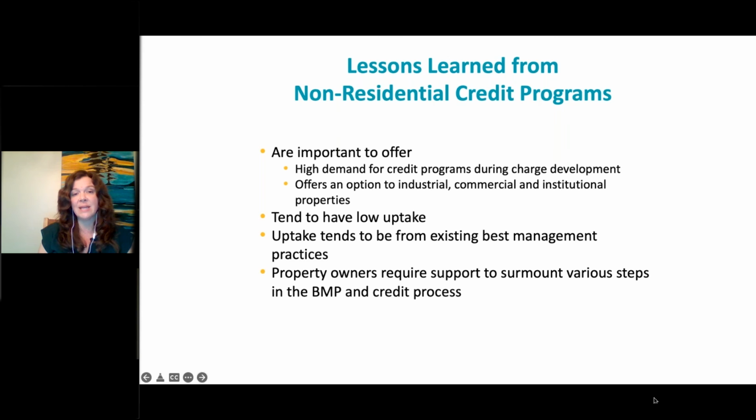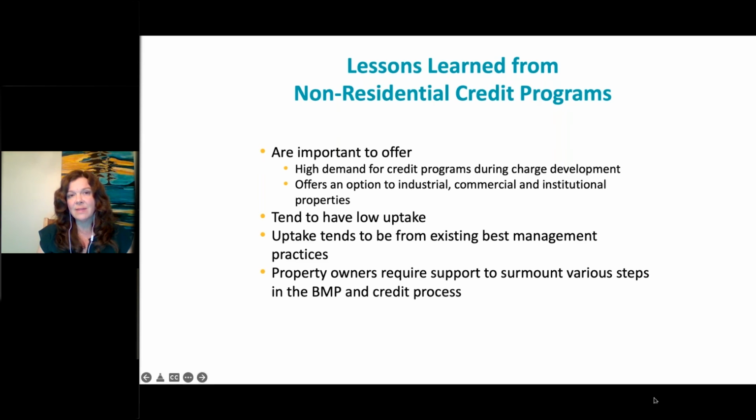We found that uptake tended to be more from existing best management practices on properties that had already implemented them. And this is not necessarily surprising because property owners won't necessarily rip up a perfectly good asphalt parking lot and turn it into permeable pavement right off the bat. But the hope is, as they are retrofitting over time, that this will be an option that they're going to consider when the opportunity arises.